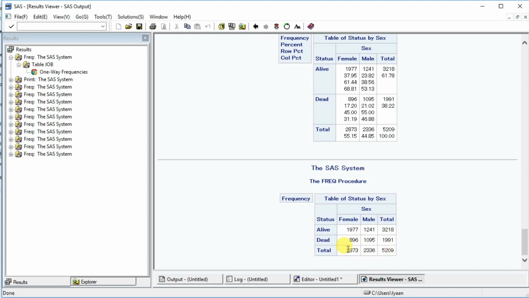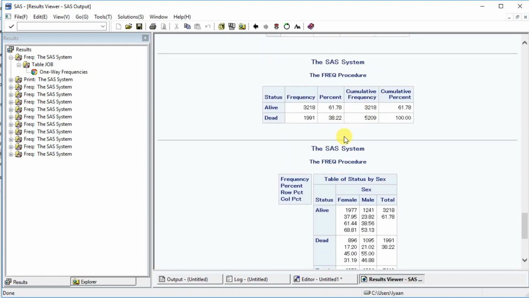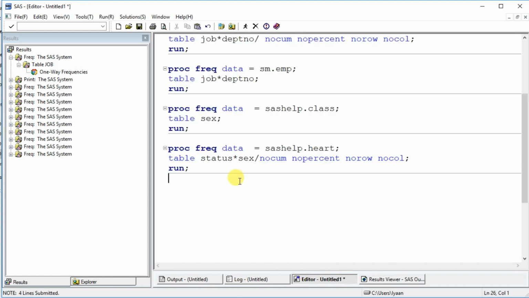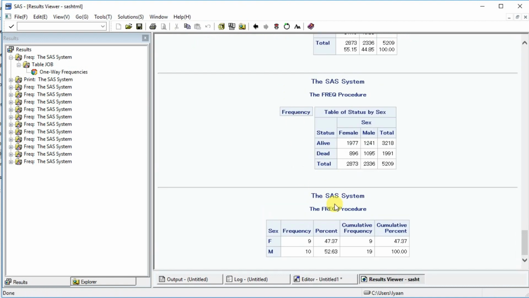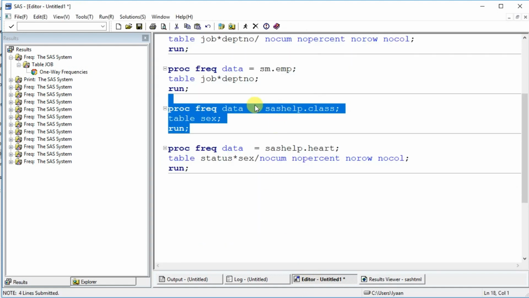Now look, out of 3218, let me generate the other one also. Now we can easily compare the output. Now see this, we were discussing this table while we had 3218 as alive. Oh, this was not the output.